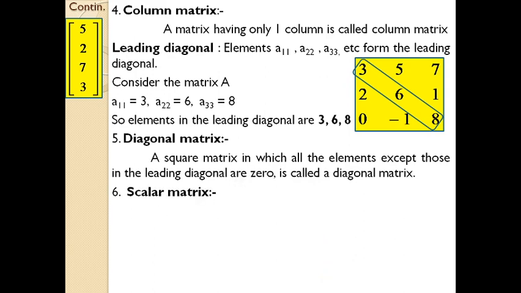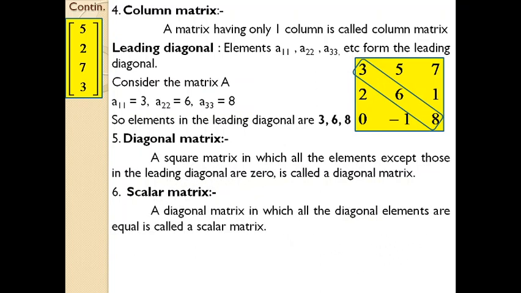Next one, scalar matrix. A scalar matrix is also a diagonal matrix in which all the diagonal elements are equal. See, again the same example. It is a square matrix. See the diagonal numbers. The diagonal numbers will be the same. That is known as a scalar matrix. Here the other numbers are 0, because in a diagonal matrix only the diagonal numbers will be numerals, others will be 0. That is known as a diagonal matrix. When the numbers in the diagonal position are similar, it is known as a scalar matrix.